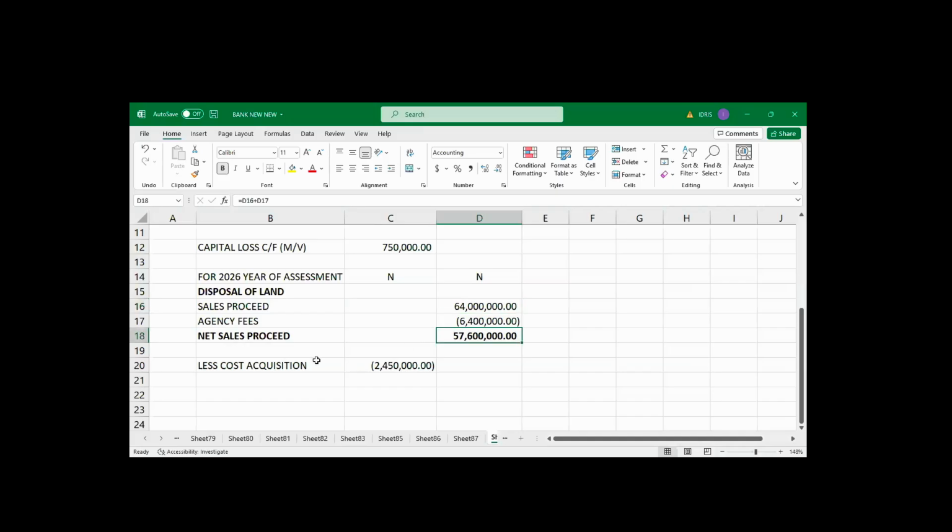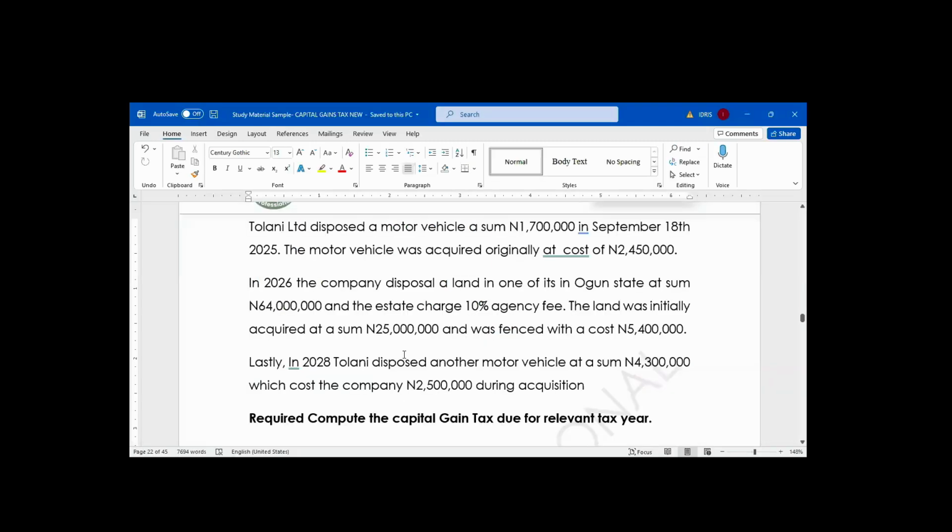Now your cost of acquisition. Let's go and read the question very well. Let me take you to the question again. So how much will be our cost of acquisition? If I want to do cost of acquisition, I will say purchase cost. Purchase cost is how much? 25 million.